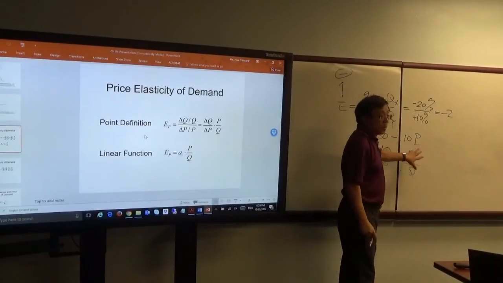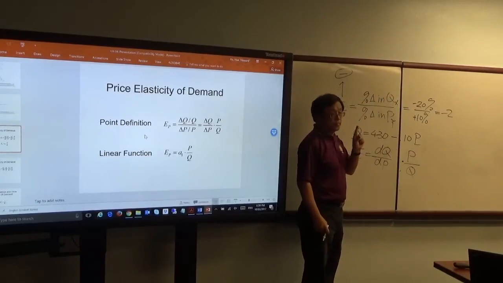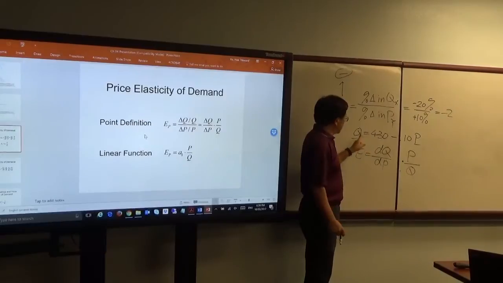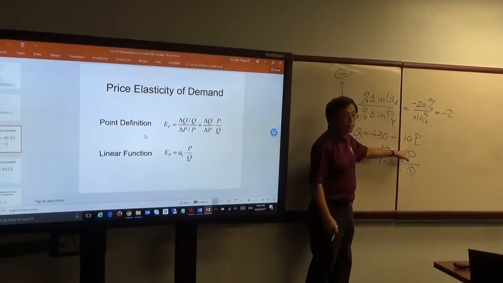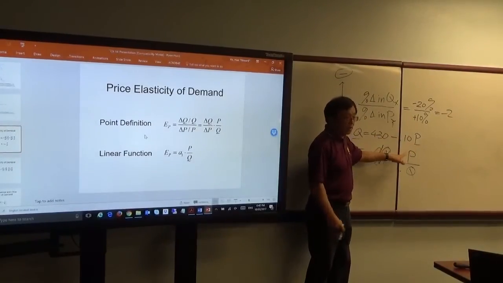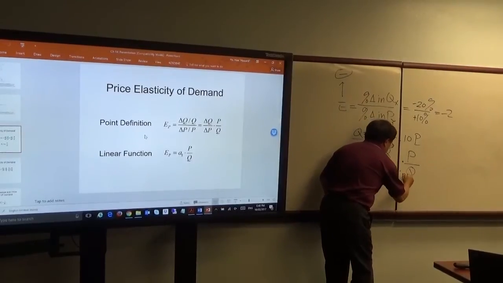In our example, do we know dQ/dP? You take the first derivative of Q with respect to P, which is equal to what? Minus 10, right? So that's equal to minus 10 times what? P cubed.